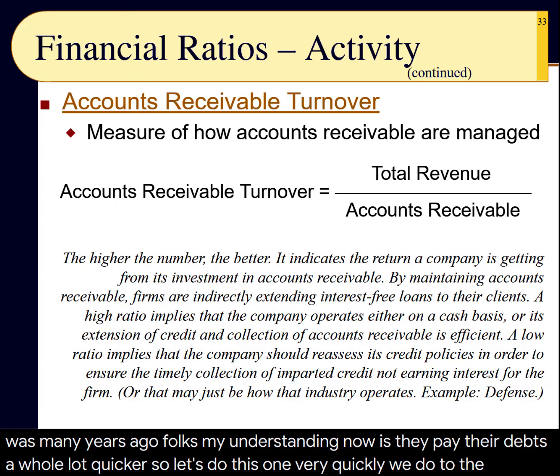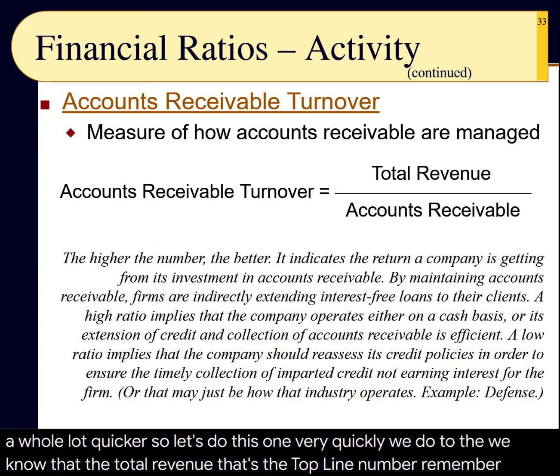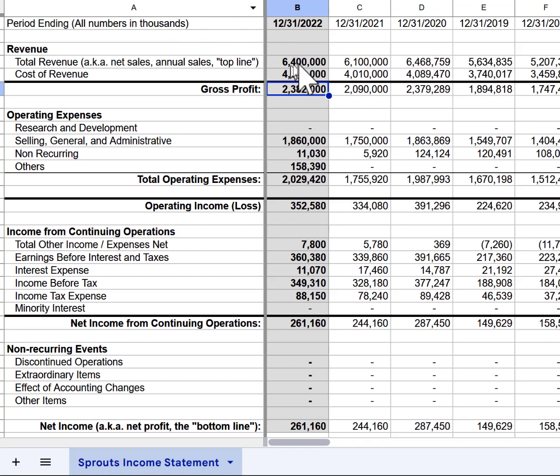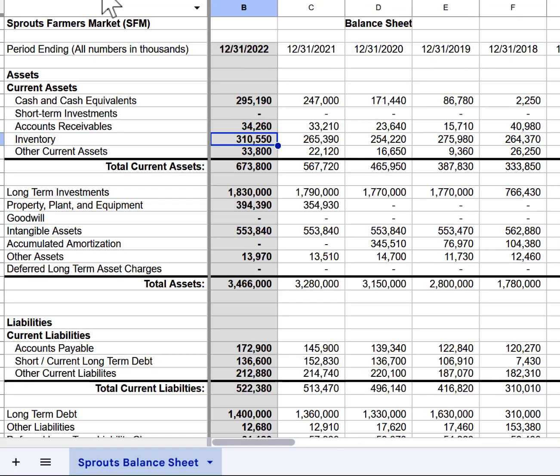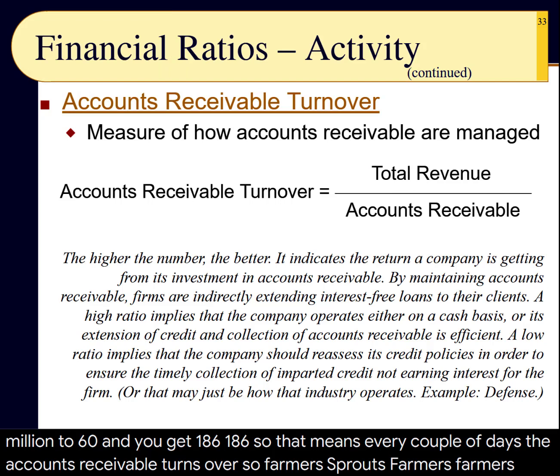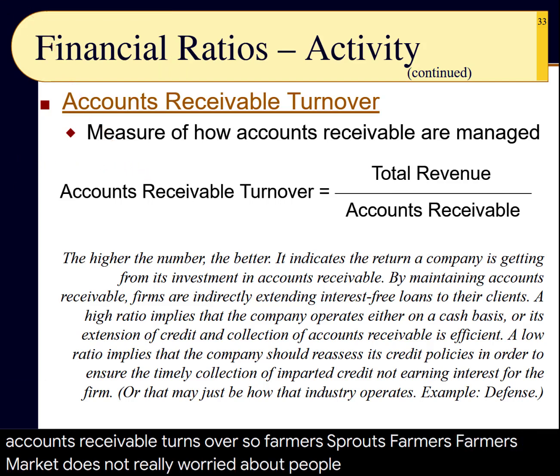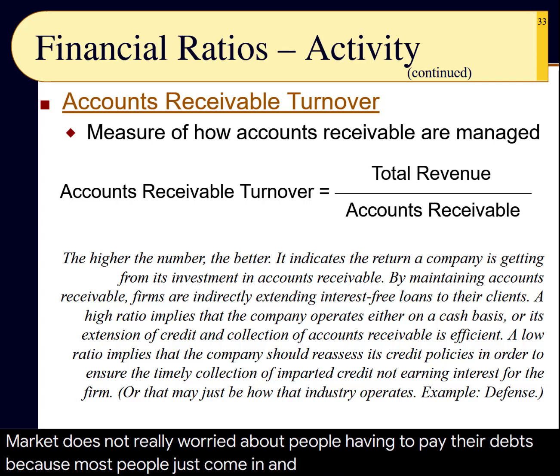We know what the total revenue is, that's the top line number. Remember that number? What is it? Whoops, 6.4 billion. And then we take a look at the accounts receivable, 34 million. Oh boy, this is going to be a very big number. And exactly it is. You take the 6.4 billion divided by 34 million, and you get 186. So that means every couple of days the accounts receivable turns over. So Sprouts Farmers Market does not really worry about people having to pay their debts because most people just come in and pay right away.